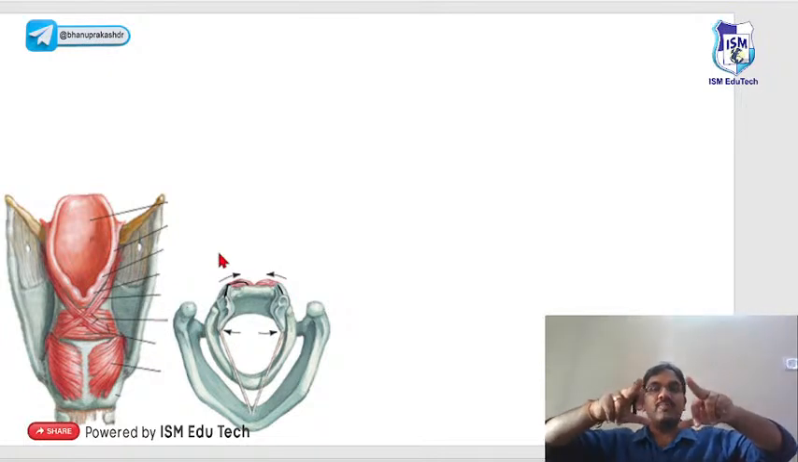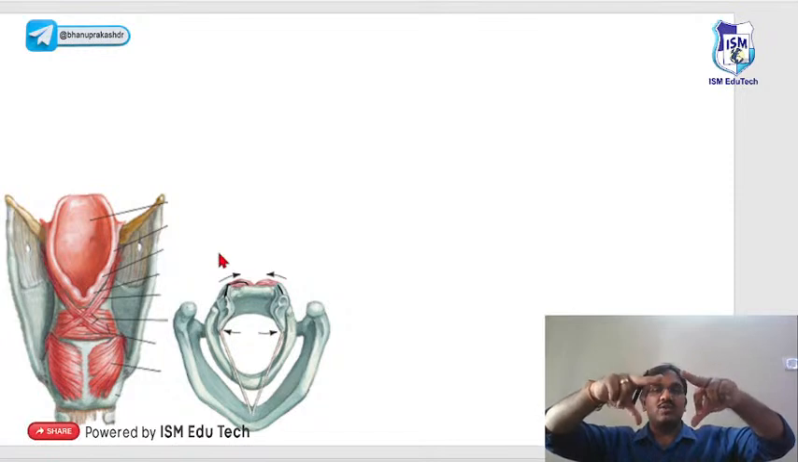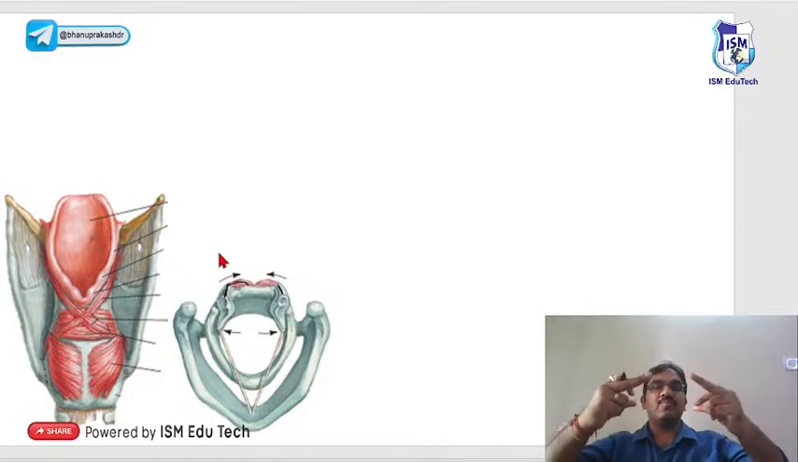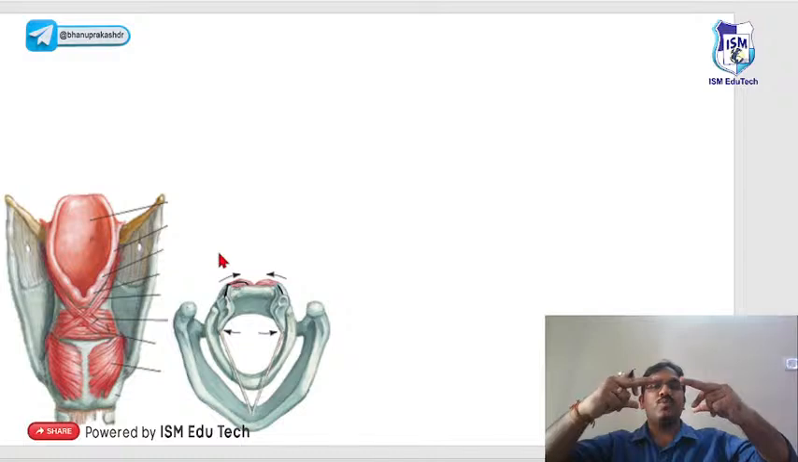Can you see what is happening exactly? When these posterior muscular processes are being pulled towards each other, the anterior vocal processes are moving lateral. We already learned that the arytenoid will rotate on the surface of the cricoid. So this is the rotatory movement, and it also glides a bit posteriorly. Due to the pull of the posterior cricoarytenoid muscle, this is the movement that happens.